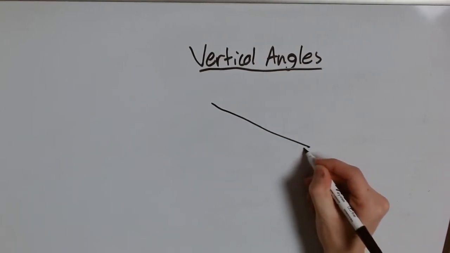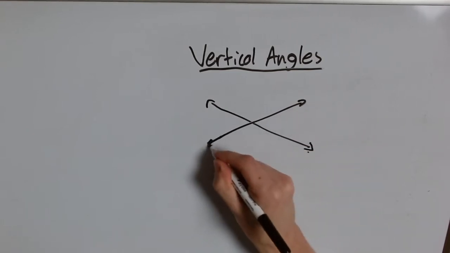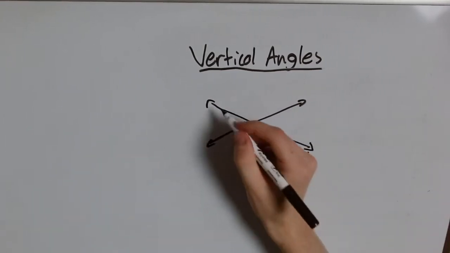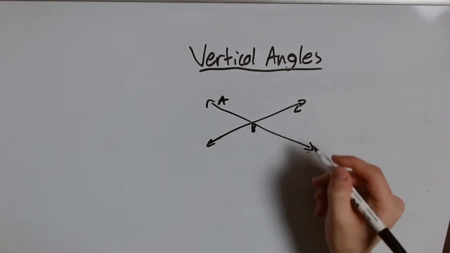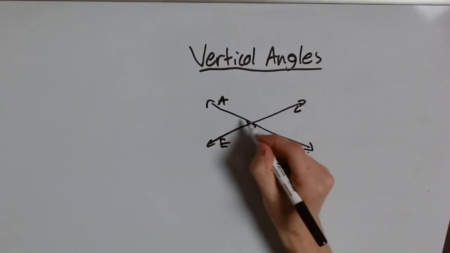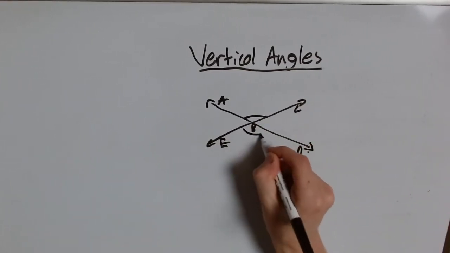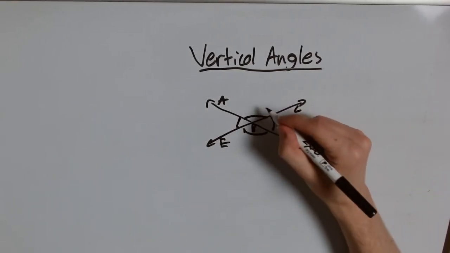I have what appears to be a giant X, right? And I'm going to label all my points. So this is A, they meet at B, this is C, this is D, this is E. And I have formed from it 4 different angles.